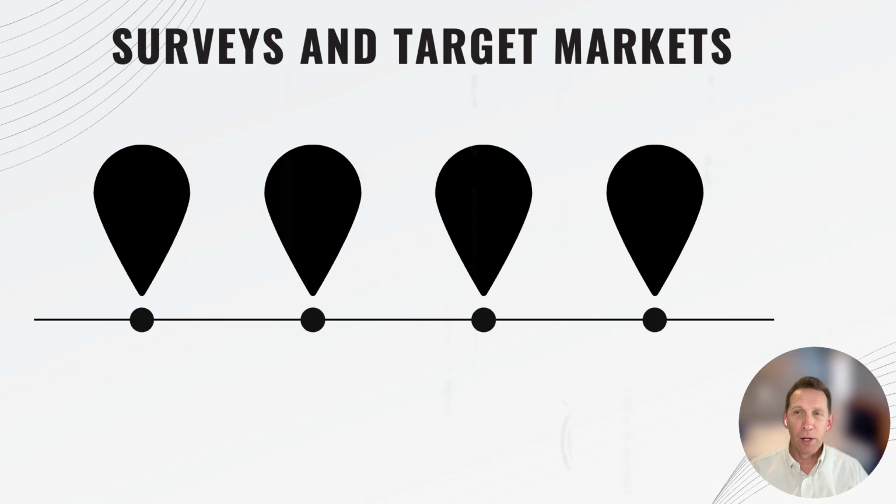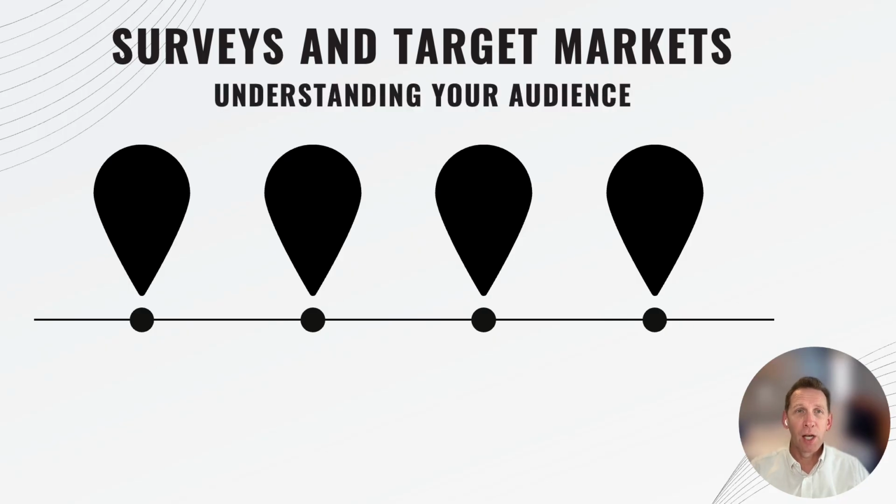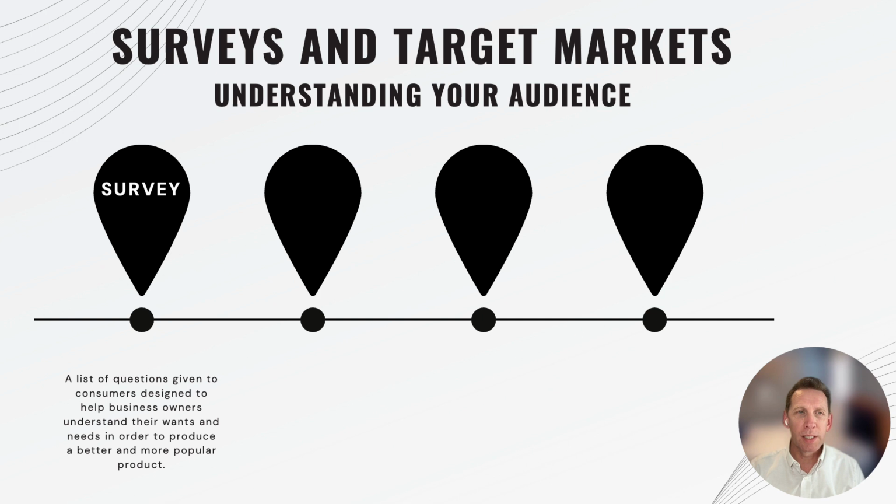So, how do you do market research? Well, there are different ways. You can look at surveys and target markets. This is understanding your audience. Now, a survey is a list of questions given to consumers designed to help business owners understand their wants and needs in order to produce a better and more popular product.